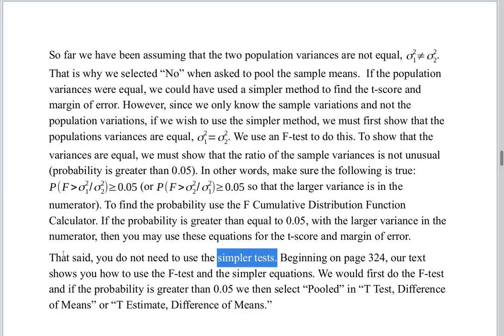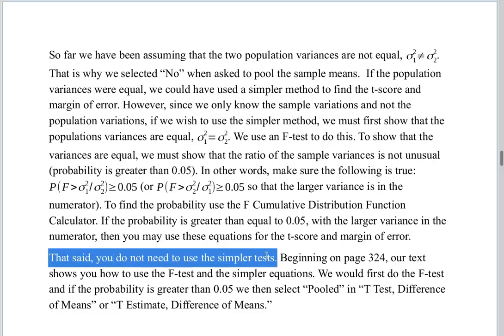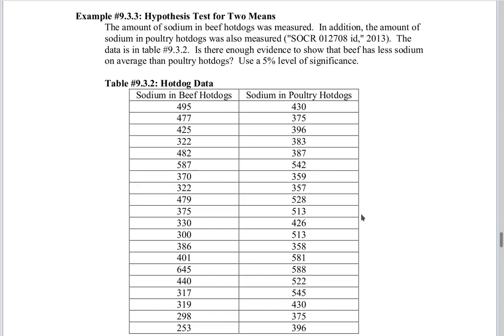Now, I should say right now that you do not need to use these simpler tests. In practical terms, the only difference is a slight change in the p-value. That said, we're now going to work through an example where we do perform an F-test to check to see if we can pool the sample means. To do that, I've copied the data, 2 columns for the beef and the poultry hot dogs.